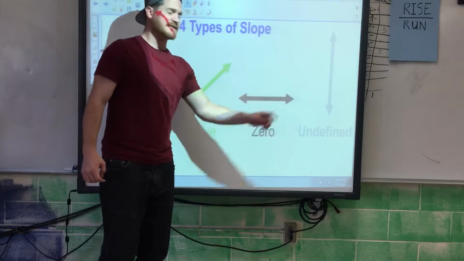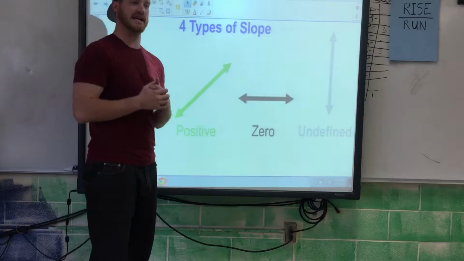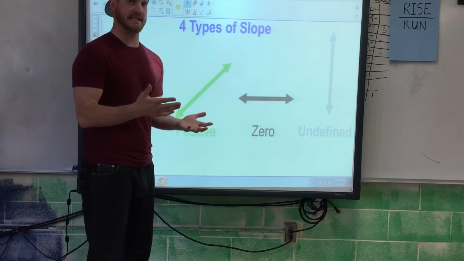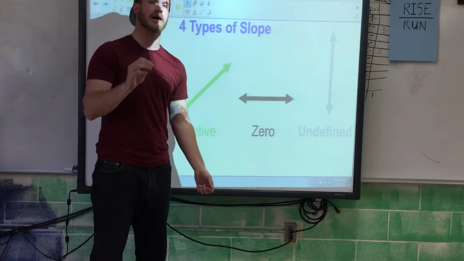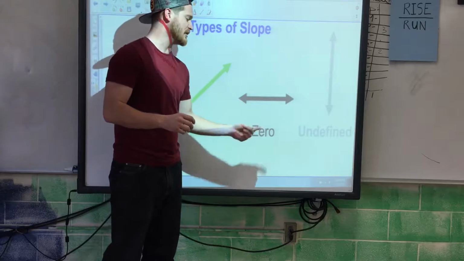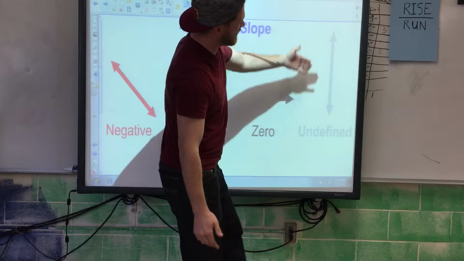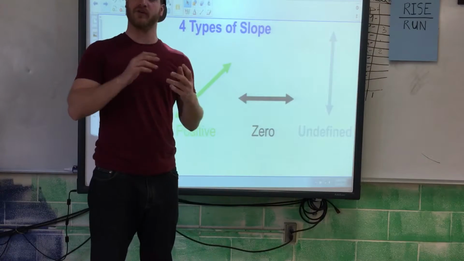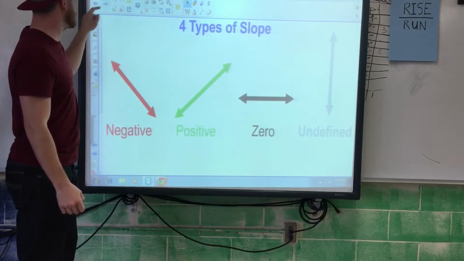From left to right, this is going straight across. So a horizontal line, think about it. How steep is that line? Well, it's not steep at all. Going from here to here, it's not going any up or down. So if it doesn't go any up or down, it's called a zero slope or a no slope. Last but not least, a line that goes straight up and down, or a vertical line, is called undefined. And we'll get into that in a little more detail in a few slides here.